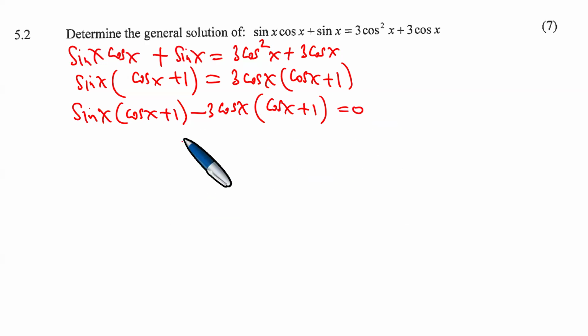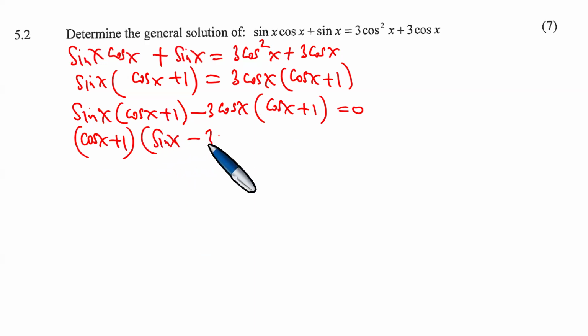Okay, we can just move this to the other side. And there is the highest common factor. What is the highest common factor here? Cosine x plus 1 is the highest common factor. Well done. And we then have sine x minus 3 cosine x equals 0.